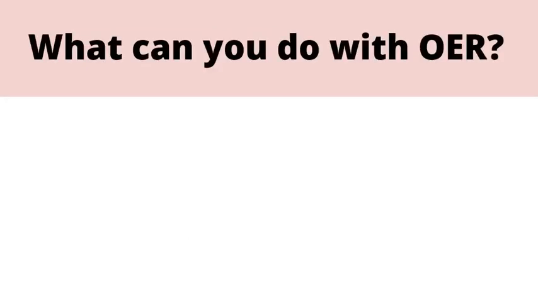But what can you actually do with OER? We can use David Wiley's 5 R's to learn about the permissions that OER allow. Retain. This gives us the permission to make, own, and control copies of the content. Reuse. This is the permission to use the content in a wide range of ways, such as in a class, in a study group, in a website, in a video, and more.